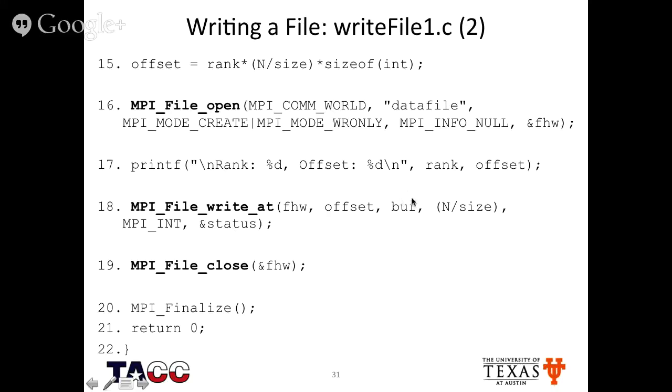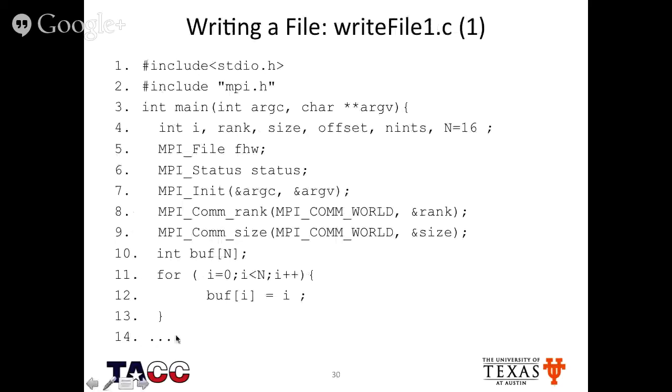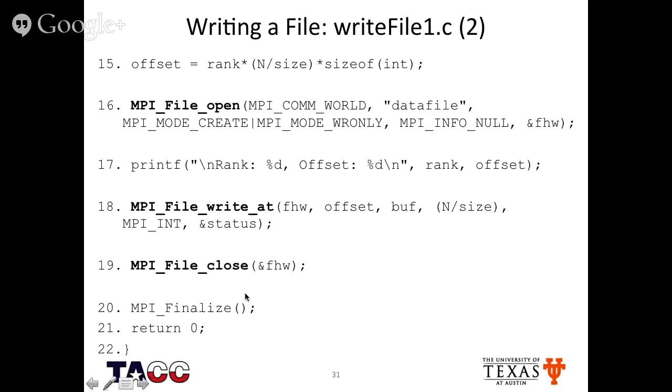So what are the contents in the buffer? To refresh your memory, let me go up. Let's see what we wrote in the buffer. We wrote 0 to n in the buffer, right? And this buffer is what I'm trying to write to the file. And that's what I do, and I close the file.